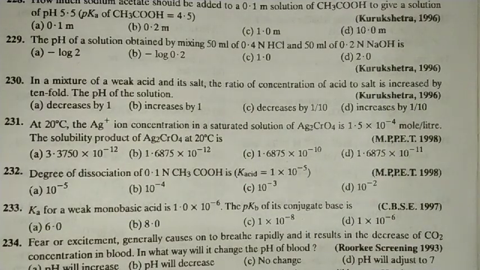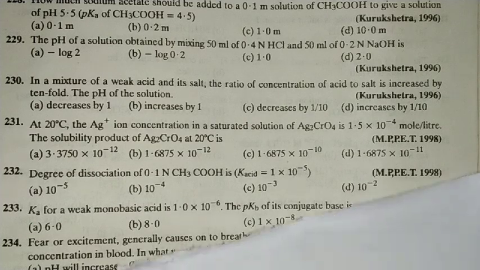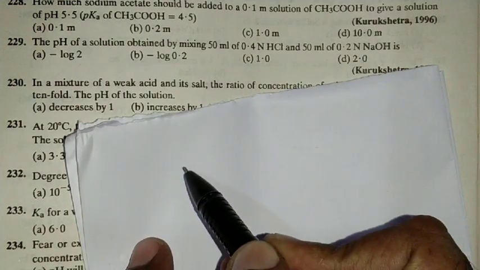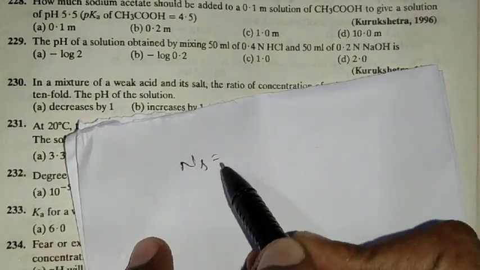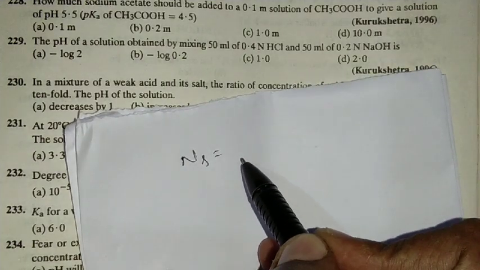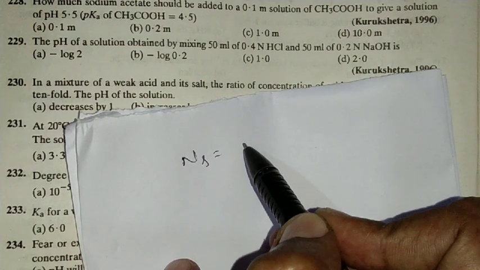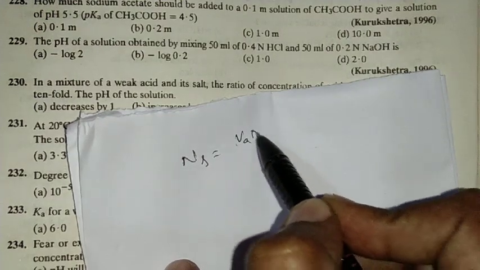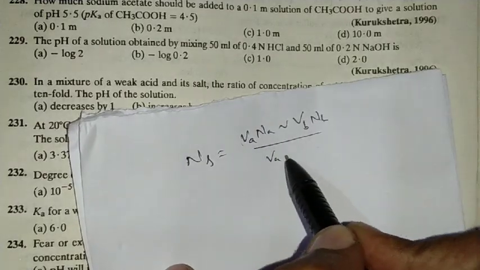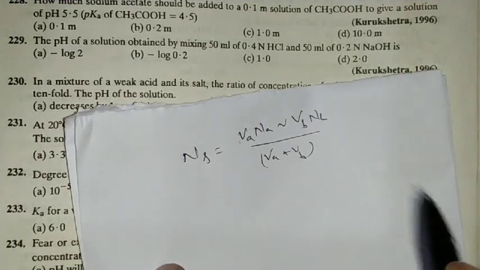The pH of the solution obtained by mixing 50 ml of 0.4 N HCl and 50 ml of 0.2 N NaOH is. So this is just like acid base mixing. In the last video also I gave this formula. Resultant normality, or resultant molarity, generally we can identify normality. So resultant normality equal to VA NA minus VB NB by VA plus VB. This is the basic formula.